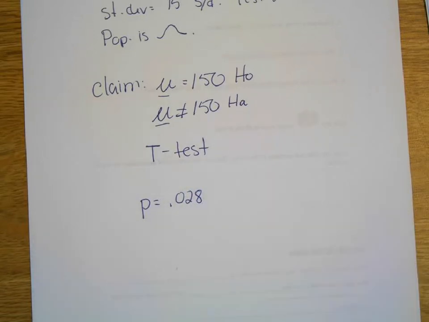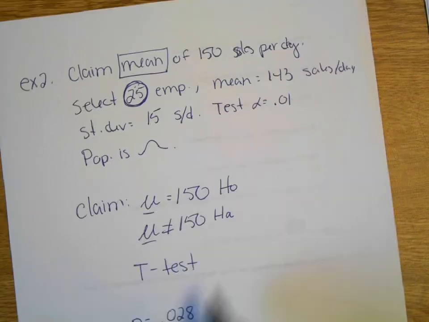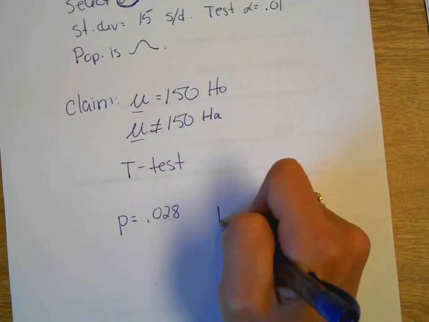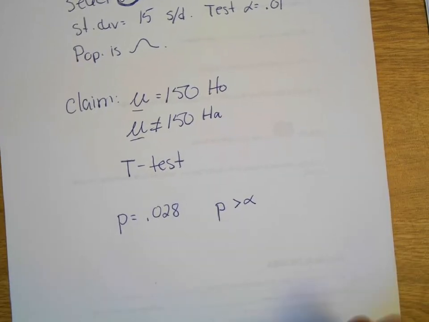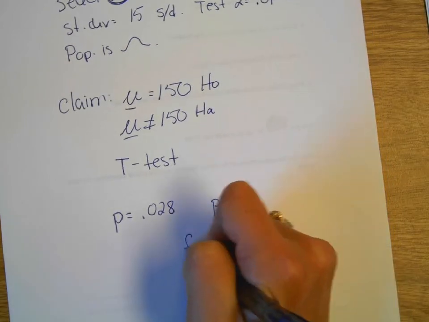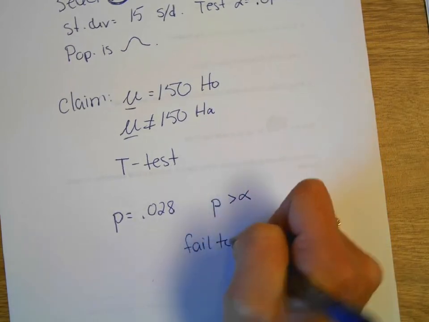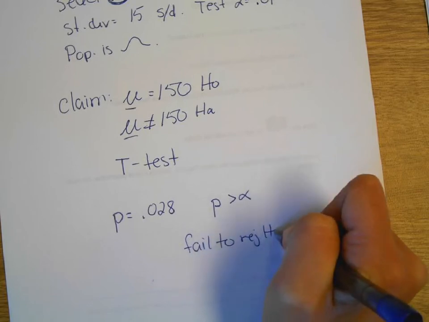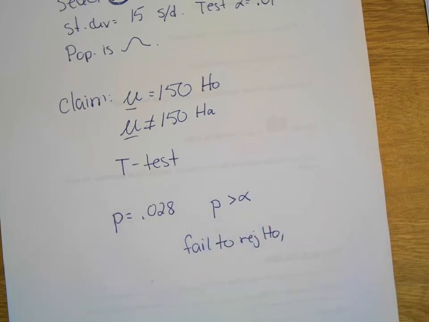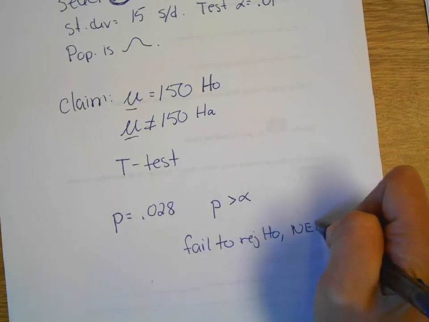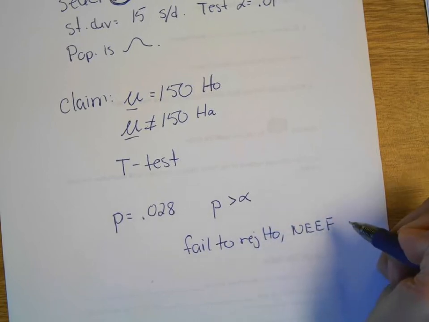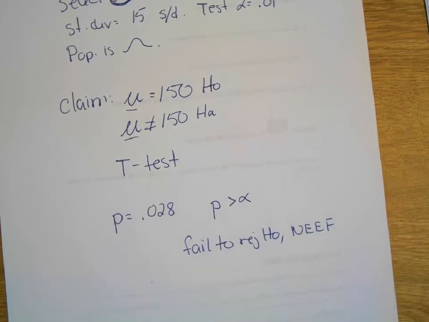What do I compare the P back to? The alpha. So how does this P compare to 1%? P is greater than alpha. So what decision do we make when it's greater? Fail to reject the H0. So the claim was the H0. We're failing to reject the H0. We're not going to be able to say that person's lying.